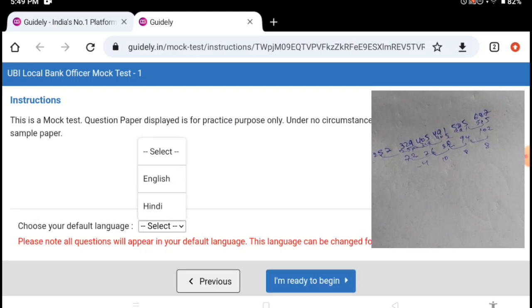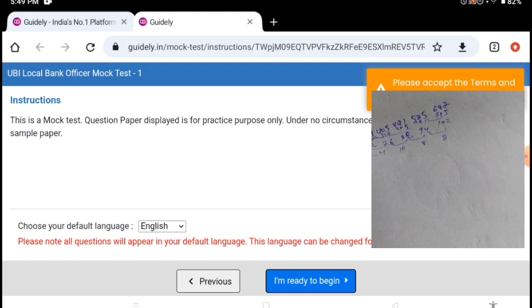So let's get started. And all the very best for today's examination candidates, and share your review on this Union Local Bank Officer test.